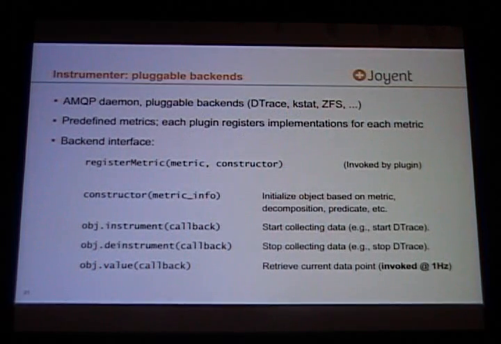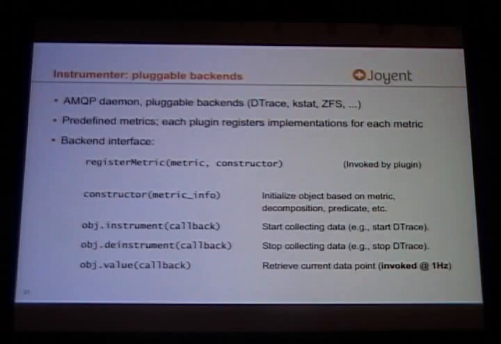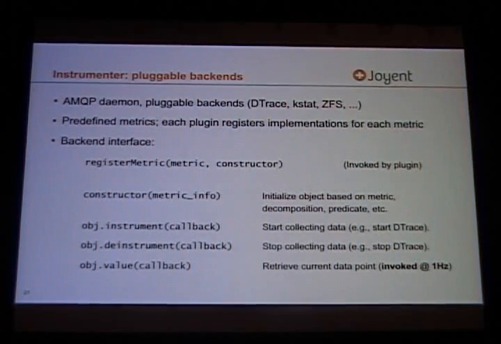I mentioned that the instrumenter itself is a very generic service. The one thing it does specify ahead of time is which metrics the system supports. Each of several plugin modules, again, of which DTrace is one example, registers implementations of this metric. So again, take the system calls metric. The DTrace plugin says, I am able to instrument the system calls metric, and I'm able to decompose by application name. And as part of that registration, we have the register metric call there.